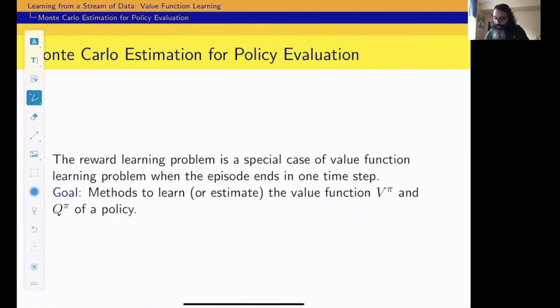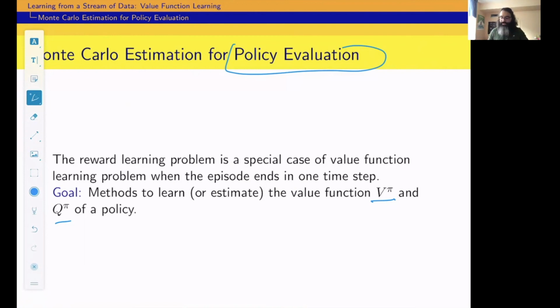We want to do policy evaluation. So we want to learn V pi or Q pi of a policy. In the previous lecture, I mentioned that the policy evaluation problem is a problem of estimating the value function of a policy. Eventually, we want to find the optimal policy, but finding V pi and Q pi is going to be useful as an intermediate step of many algorithms, like policy iteration. If you recall, it had a policy evaluation part and then a policy improvement part. So if we can do policy evaluation, that's kind of solving half of the problem.